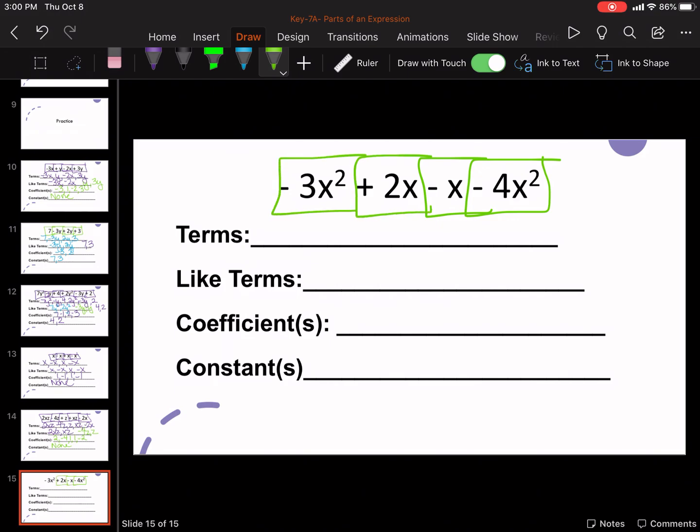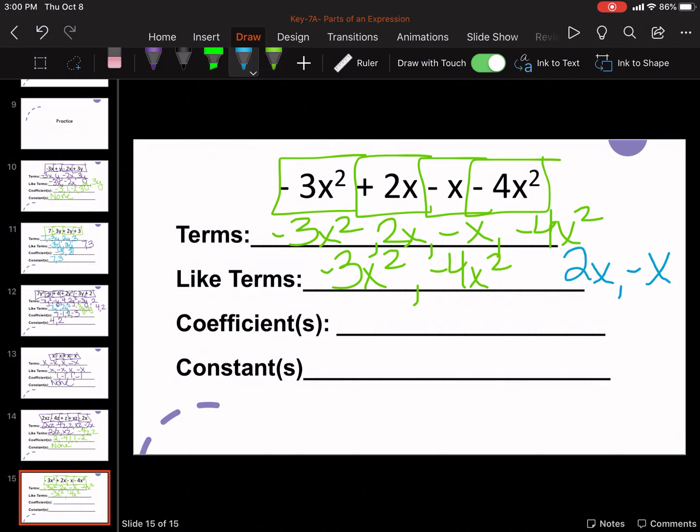Train it up, train it up. Choo, choo. -3x squared, 2x, -x, and -4x squared. Like terms, -3x squared and -4x squared. And then 2x and -x. Coefficients, -3, 2, -1, -4, and constants none. Okay, make sure this PowerPoint is all filled in and let us know if you have any questions.